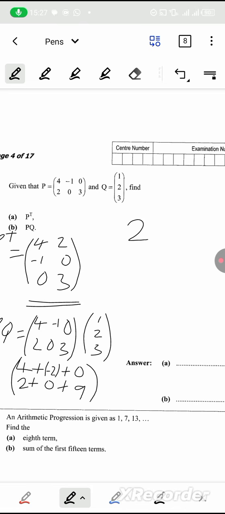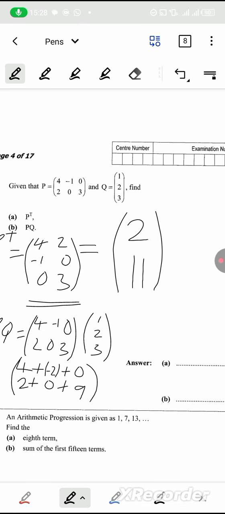Then plus 0. 4 minus 2 plus 0 is 2. Then 2 plus 0 is 2, plus 9. The answer will be 11. So this one will be our answer. Therefore, PQ is equal to 211. After multiplying, the answer will be 211.